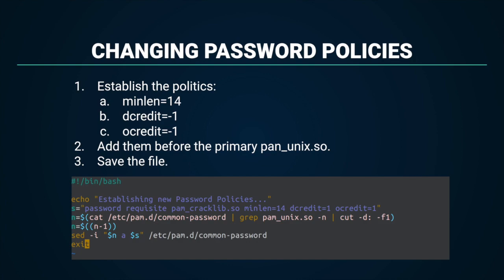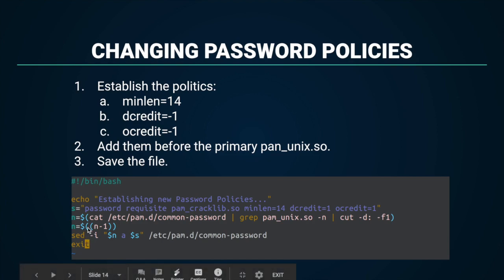First of all, we must change the password policies. By establishing the policies, we must add a requisite to the password that is written in the common-password file. For example, we have the minimum length that is 14. We must have at least one digit and at least one special character. And after this, we add them before the line that has pam_unix.so.